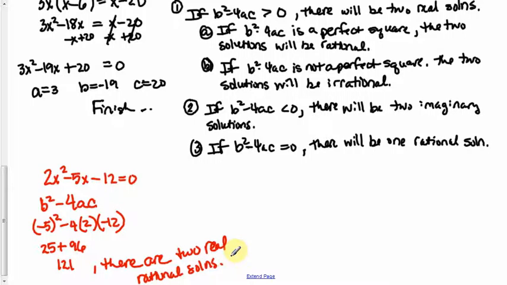That means that there will be either fractions like 1/2 or 3/4, or whole numbers or integers like negative 2, positive 4, or something like that. Okay? The answers to this particular problem are in your book. They are 4 and negative 3/2. Those are rational real numbers, 4 and negative 3/2.